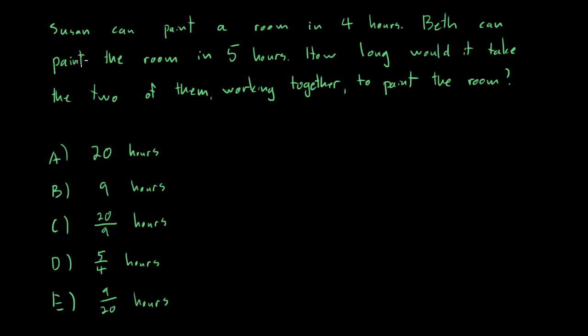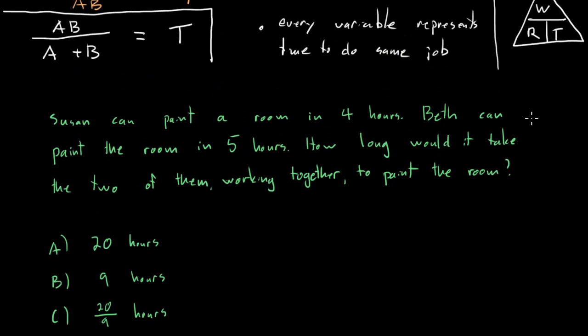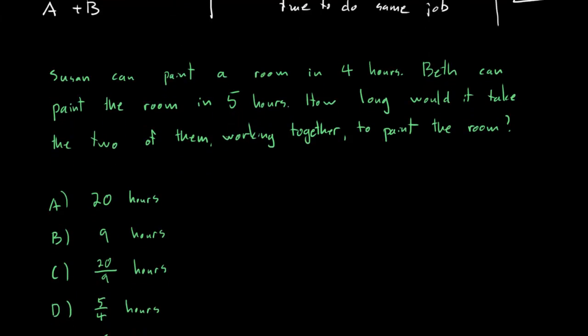All right. So I assume you've paused the video and given this question a try. Let's take a look. Susan can paint a room in 4 hours. Beth can paint the room in 5 hours. How long would it take the 2 of them working together to paint the room? Well, what are we given? We're given time for one person to do a job. We're given time for another person to do the same job. And then we're asked for time to do that same job. So this is exactly the scenario for which our time to do the job for 2 workers formula will be very helpful.